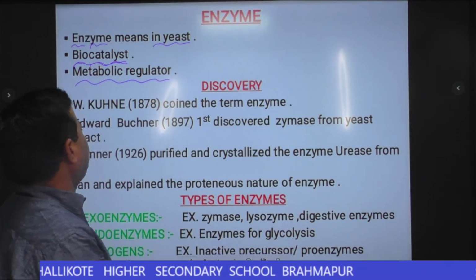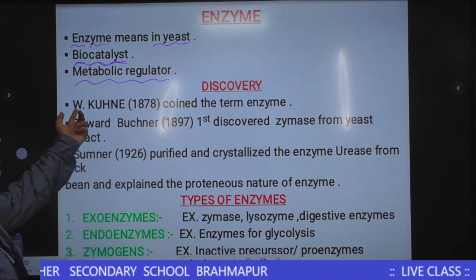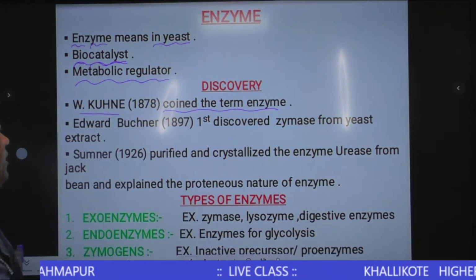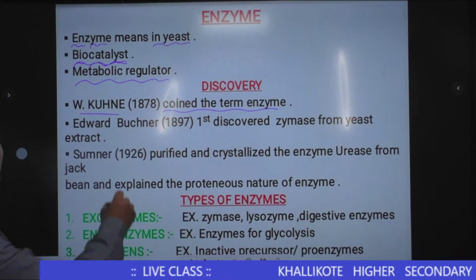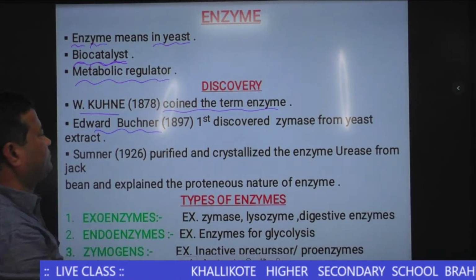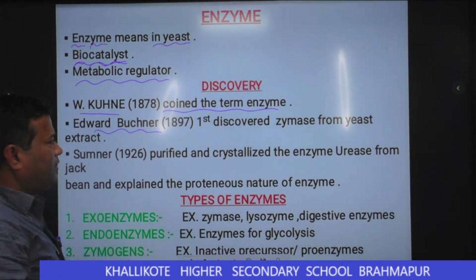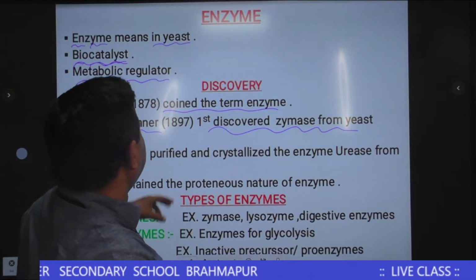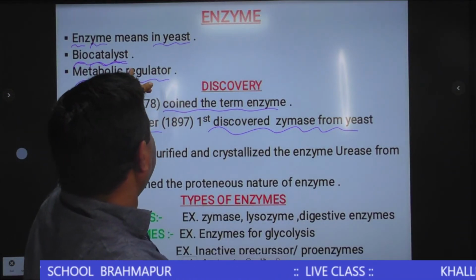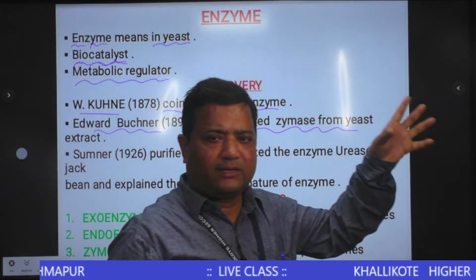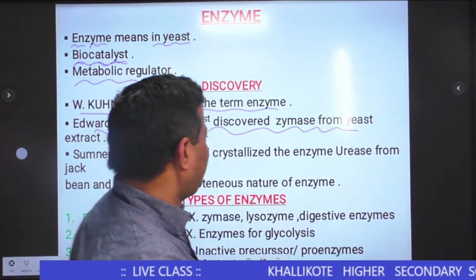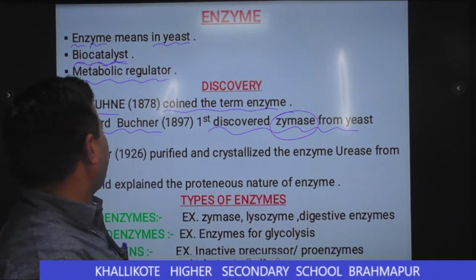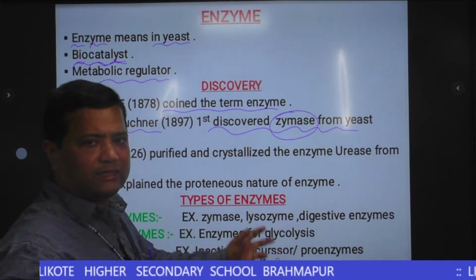Then discovery. In 1878, William Kühne coined the term enzyme. Then another scientist, Eduard Buchner, in 1897 discovered the zymase enzyme from the yeast extract. I have said in the first line, those enzymes or substances produced in the yeast are called enzymes. The special enzyme name is zymase enzyme. Zymase enzyme was discovered by Eduard Buchner from the yeast extract.